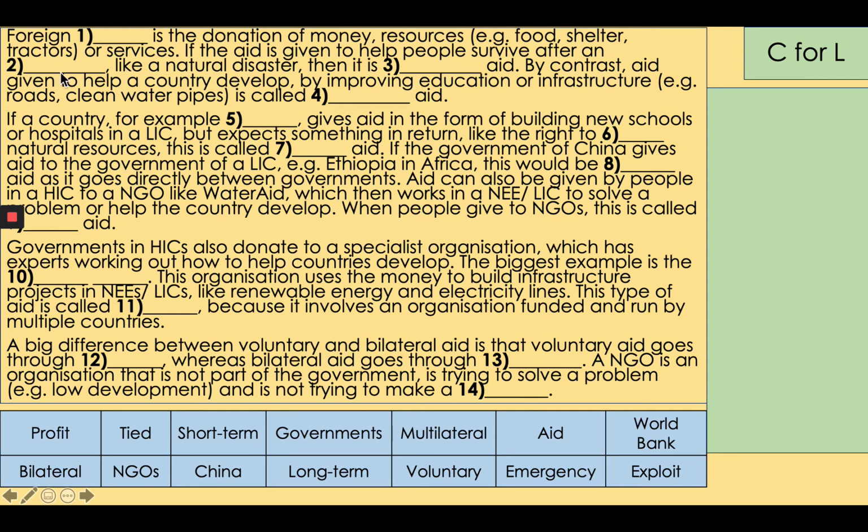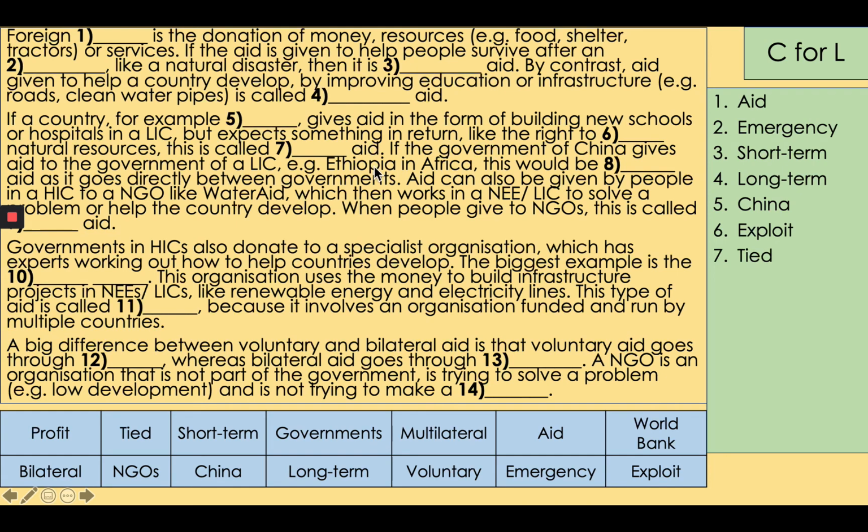Okay. Foreign aid is the donation of money, resources, or services. If the aid is given to help people survive after an emergency, like a natural disaster, then it is short-term aid. By contrast, aid given to help a country develop by improving education or infrastructure is called long-term aid. If a country, for example, China, gives aid in the form of building schools or hospitals in an LIC, but expects something in return, like the right to exploit natural resources, this is called tied aid.